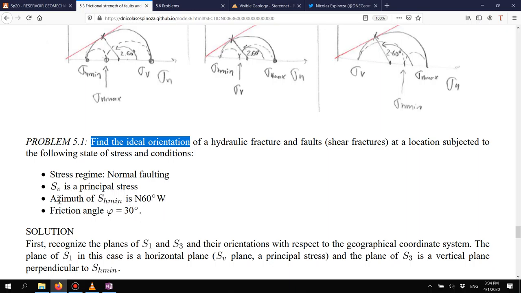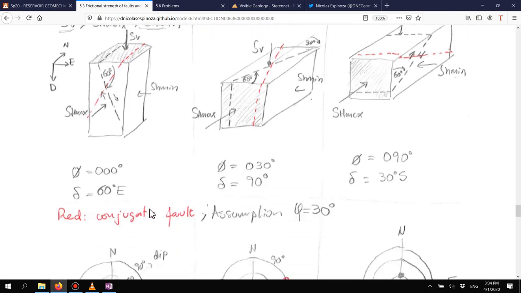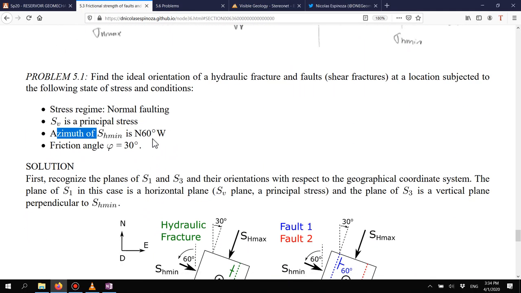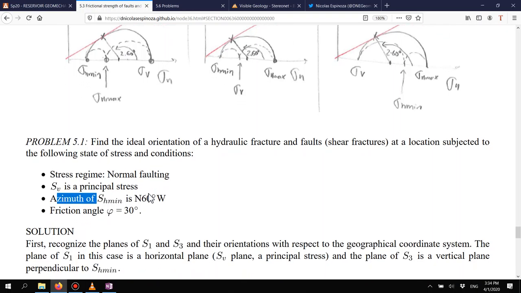This is very important because in this case I now have an orientation of the minimum principal stress which is not the same case as in this example. In this example, the strike or azimuth of SHmin was 90 degrees. In this case, it's not 90 degrees, it is 60 degrees. And we have a friction angle of 30 degrees. Okay, so at this point, I will encourage you to use what we just have learned.